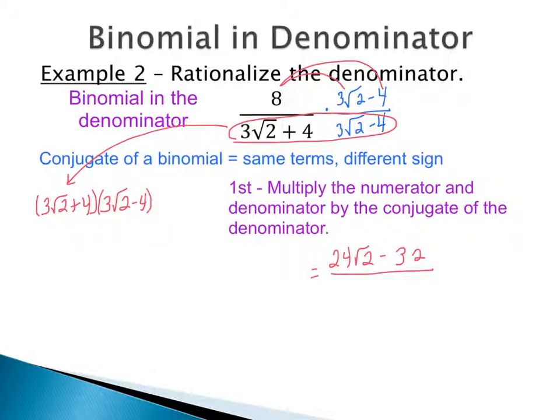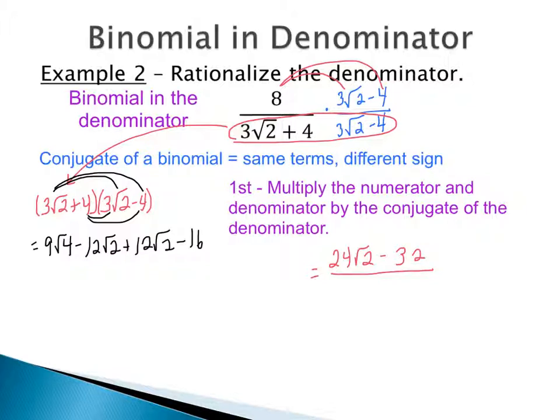So if I'm multiplying 3 square root of 2 times 3 square root of 2, that would be 9 square root of 4. Distributing the 3 square root of 2 to the 4, we would get minus 12 square root of 2. Multiplying on our inside, the 4 distributing, we'd get 4 times 3 square root of 2, which would be just what we had previously, but a plus 12 square root of 2. And then last, we would have 4 times negative 4, which would give us a minus 16.